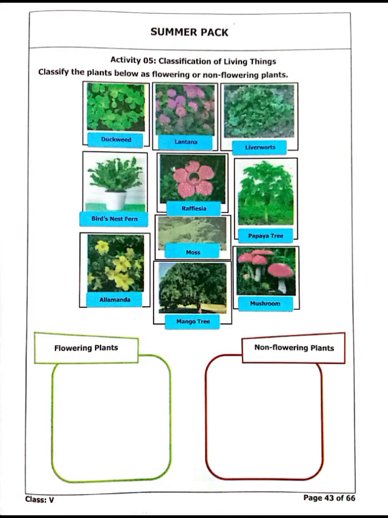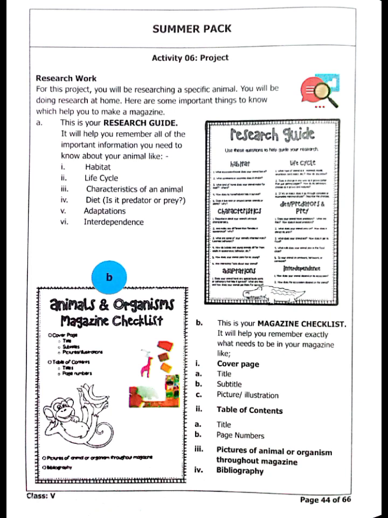Activity 5 is classify the plants below as flowering or non-flowering plants. You are given many types of flowering plants. You have to separate flowering plants and non-flowering plants in the boxes given below. Activity 6 is your project work, which will be discussed separately with you.